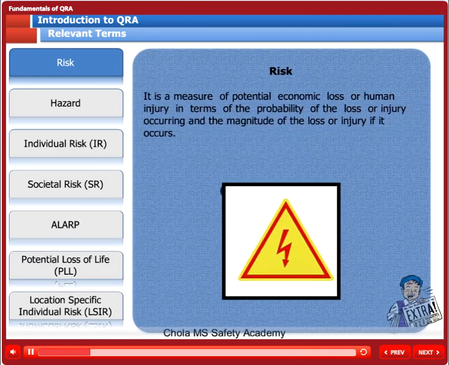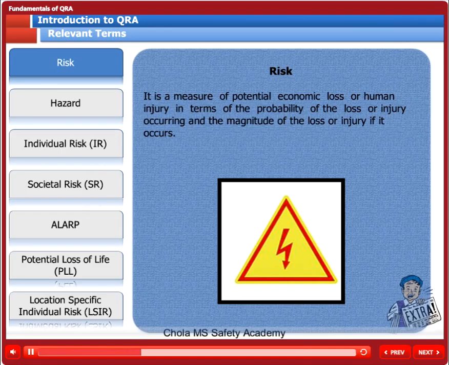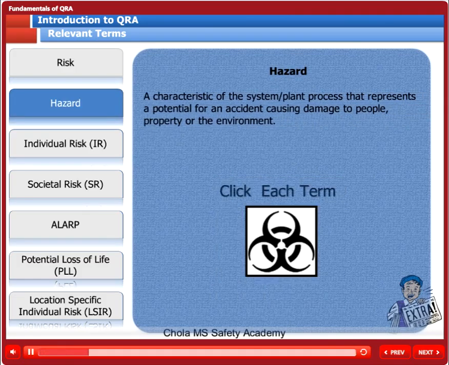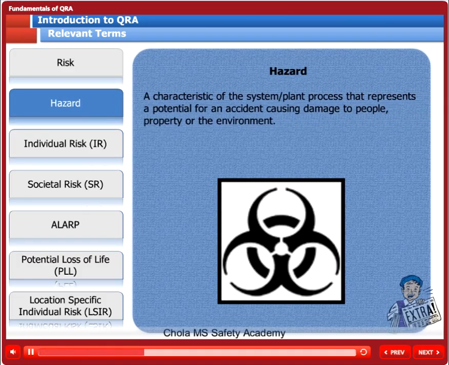Risk. It is a measure of potential economic loss or human injury in terms of the probability of the loss or injury occurring, and the magnitude of the loss or injury, if it occurs. Hazard. A characteristic of the system or plant process that represents a potential for an accident, causing damage to people, property or the environment.